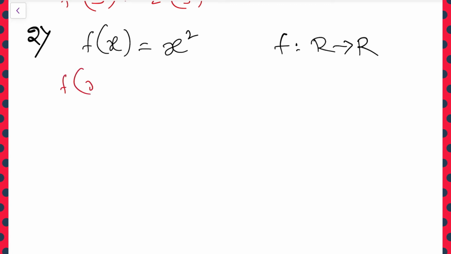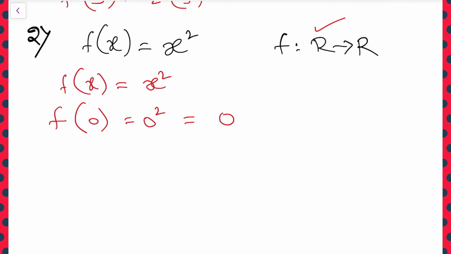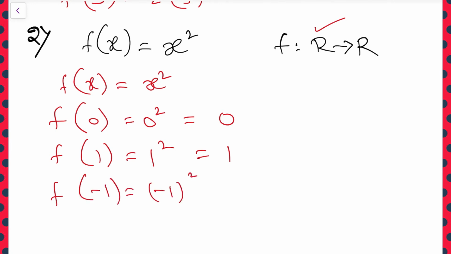f of x is equal to x square. He said that clearly this function is from R to R, so any real number I can substitute. So I am substituting 0. f of 0, 0 square, is nothing but 0. I am taking f of 1, 1 square, 1. I am taking f of minus 1, minus 1 whole square, which is nothing but plus 1.